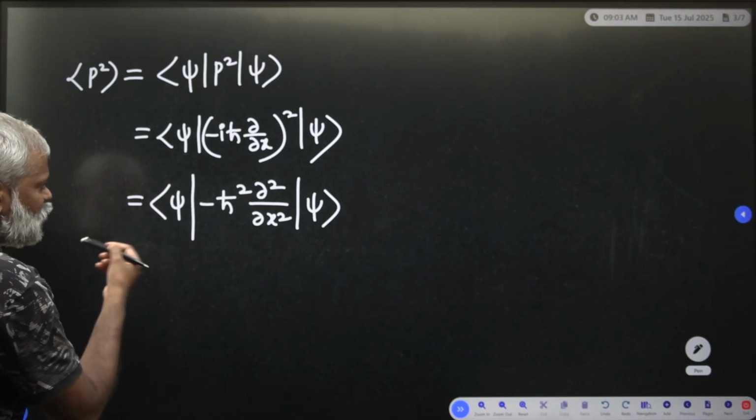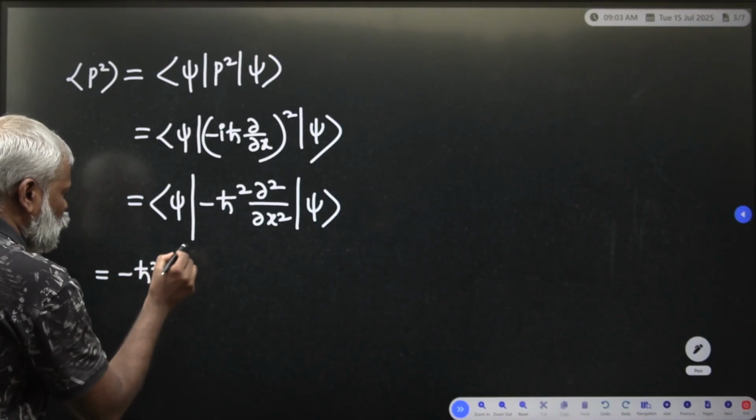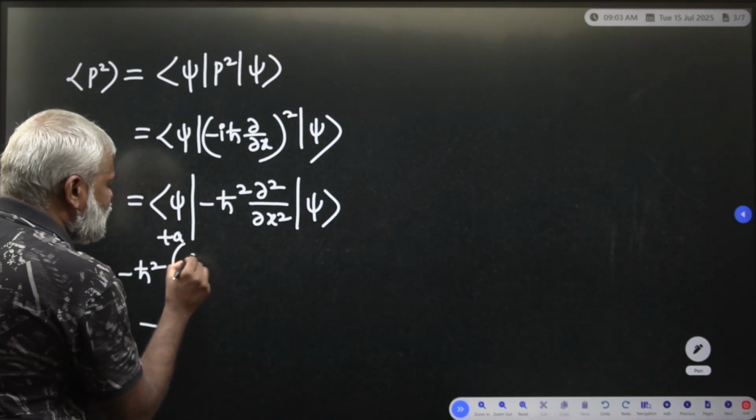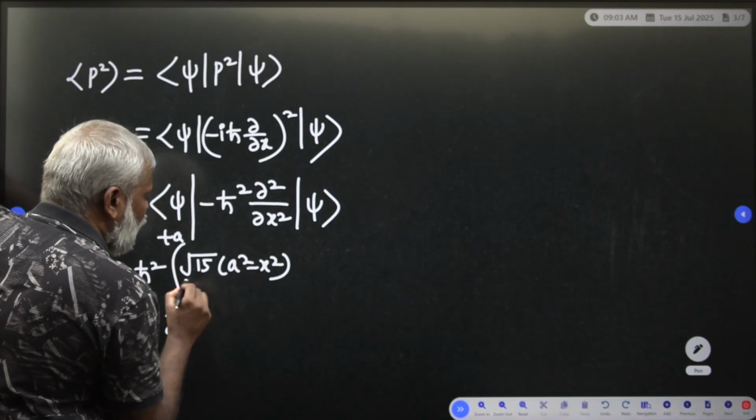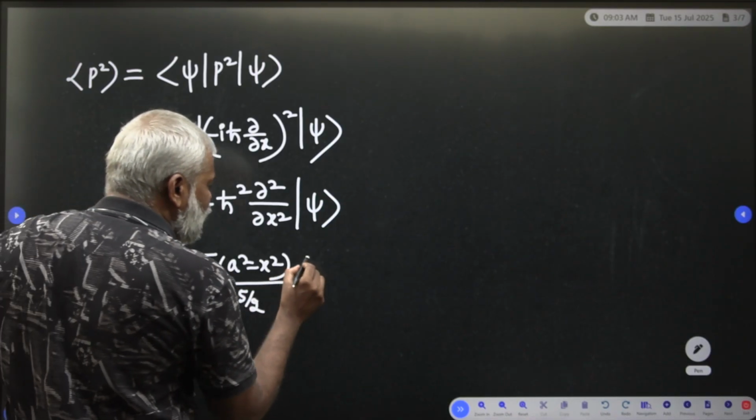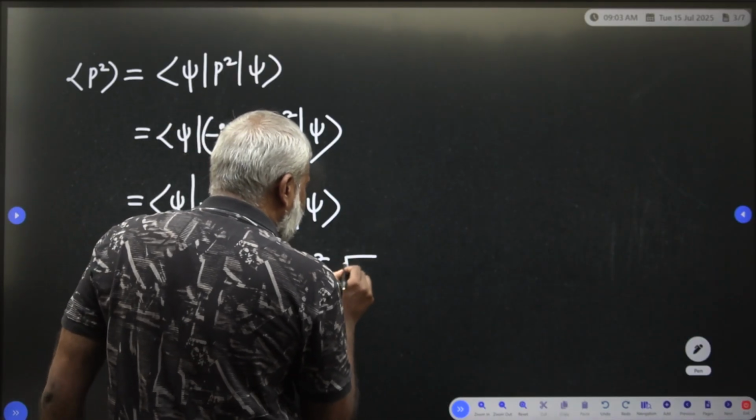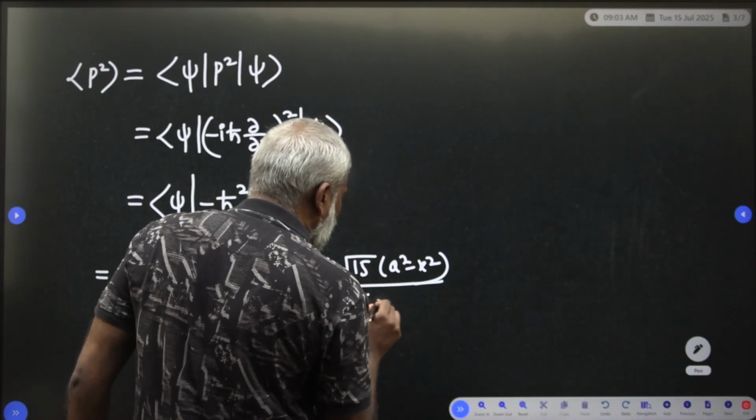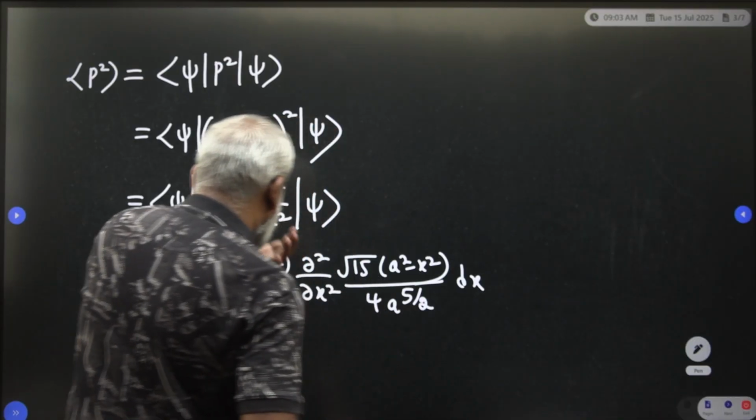Now, you have to substitute there. So, what do we have to substitute? Minus ħ square you have to take outside. Integral from minus a to plus a, bra psi is equal to root 15 into a square minus x square divided by 4 a to the power of 5 by 2, into ∂²/∂x² of root 15 into a square minus x square divided by 4 a to the power of 5 by 2, into dx. I am substituting the values.